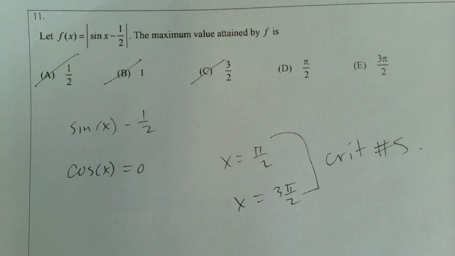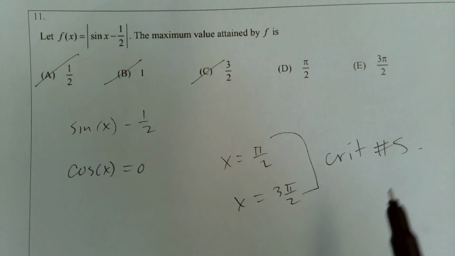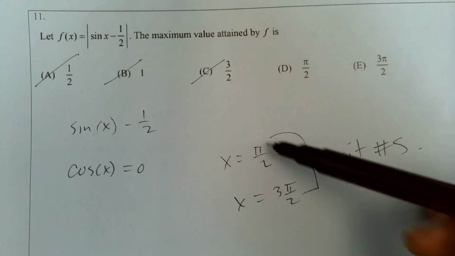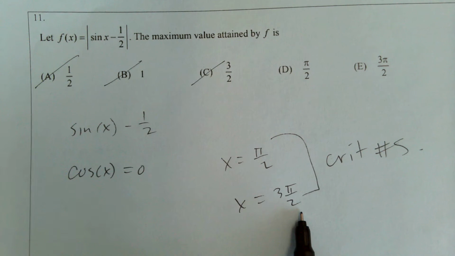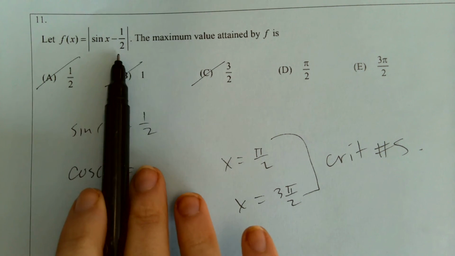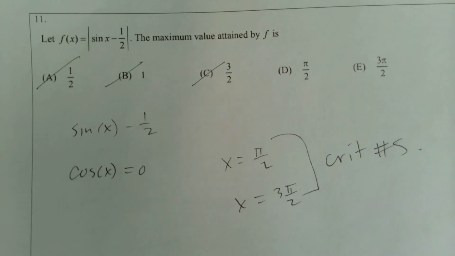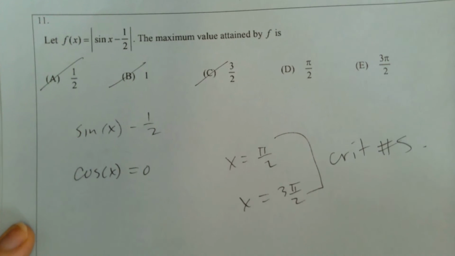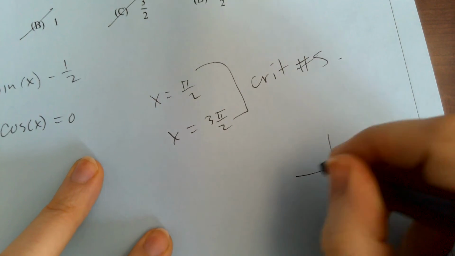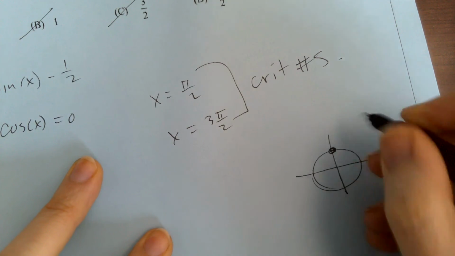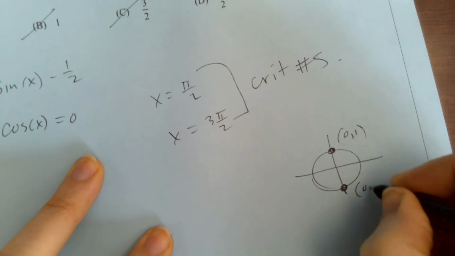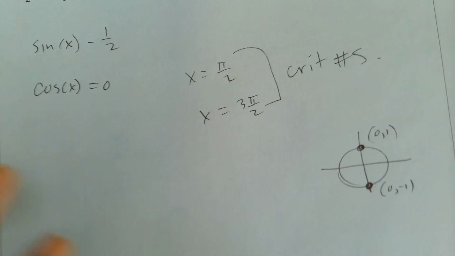Okay. So now what I can do is plug these critical numbers into the original, I guess, and get their y values, and the one that has the higher y value is going to be the answer. So let's do this picture. Here's pi over 2, and then there's 3 pi over 2. So 0, 1, 0, negative 1.